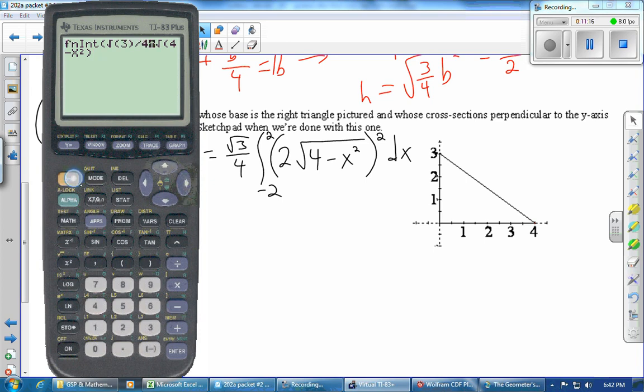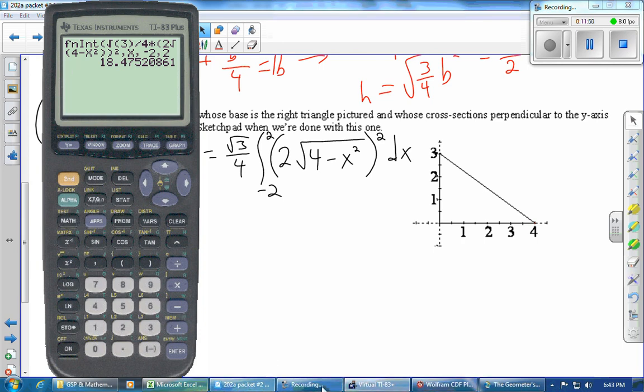You guys need to stop me when I'm not doing this right. Okay, and actually we probably need parentheses there too because we're going to square. So maybe that's okay. Root 3 over 4, 2 root 4 minus x squared, the whole thing squared. I think that's good, comma x, comma, -2, comma 2. So hopefully we've typed that in correctly. If not, you have no one to blame but yourselves. 18.475. So maybe that's right.